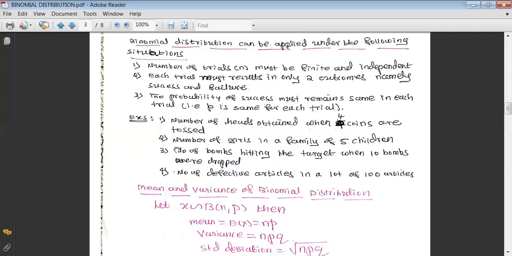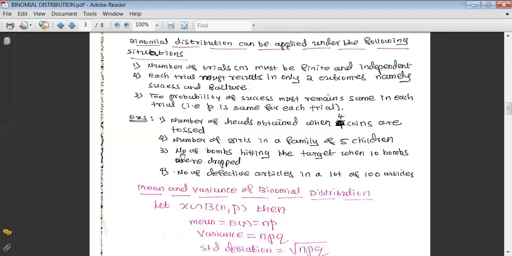Now let us go to one more: the number of girls in a family of 5 children. The family consists of 5 children, which is finite. Any newborn baby may be either a boy or a girl, so every trial results in only two outcomes, and the probability of having a boy or a girl for each newborn baby is the same, that is, a 50% chance. That's why again it fulfills all three conditions.